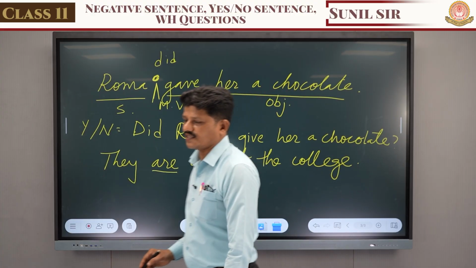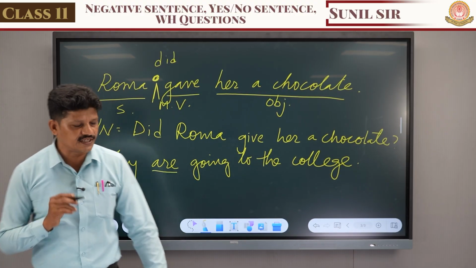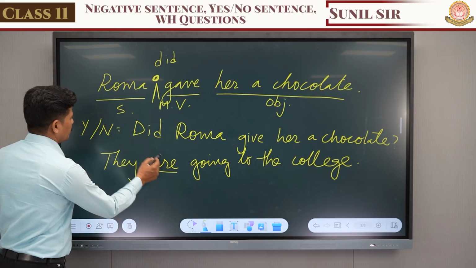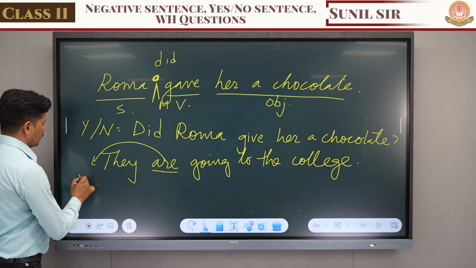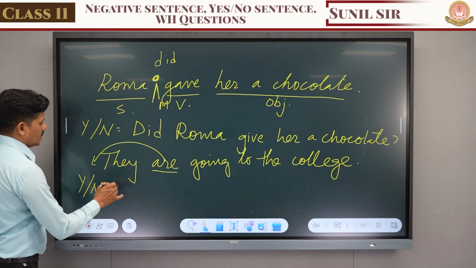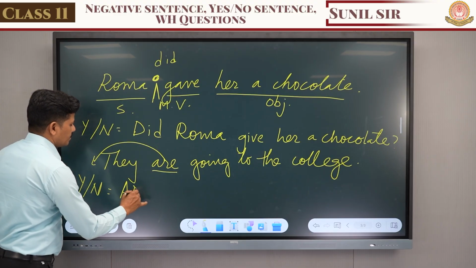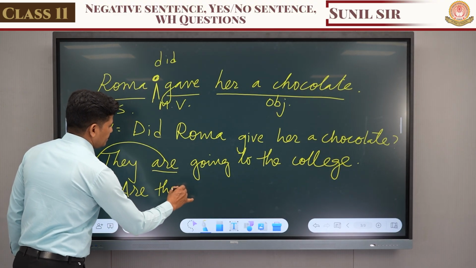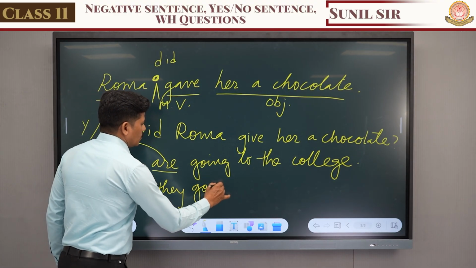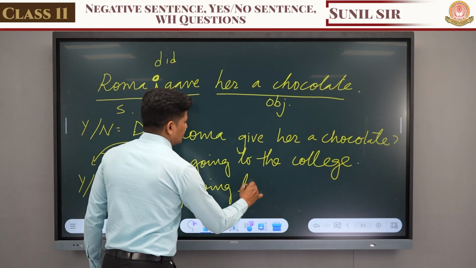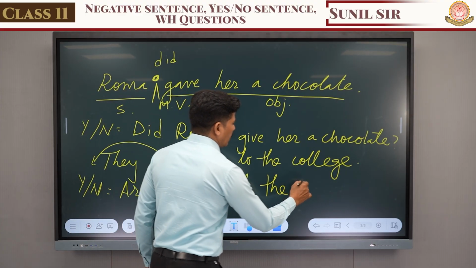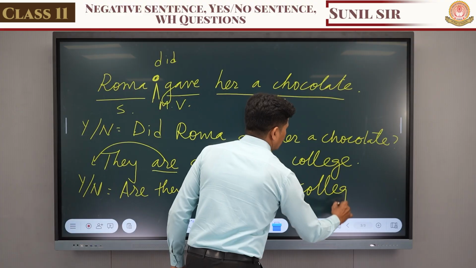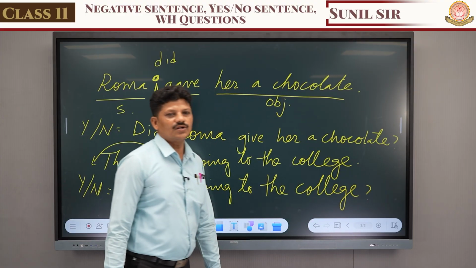The tense of the sentence is present continuous tense. So we just have to place it before the sentence. So the yes or no question becomes how? Are they going to the college? Have you understood?